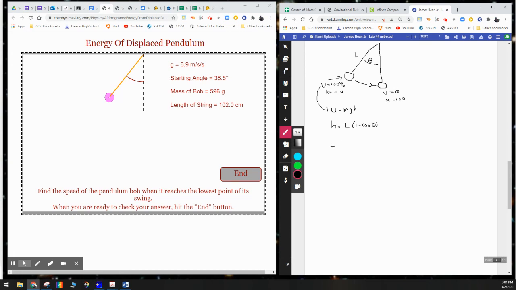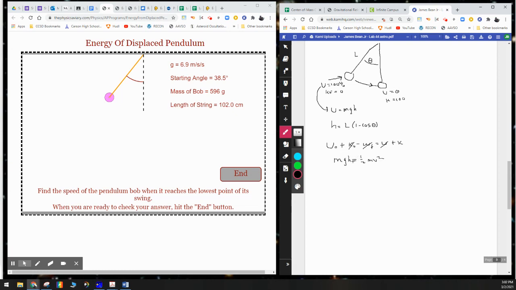And so what we have here then is the starting potential energy plus starting kinetic energy minus any work done by friction is equal to the final potential plus the final kinetic. Okay, so at the bottom it's all kinetic energy, so the final potential is 0. It starts from rest, so that's 0, and there's no friction. So this is going to be mgh is equal to 1/2 mv squared, like so.